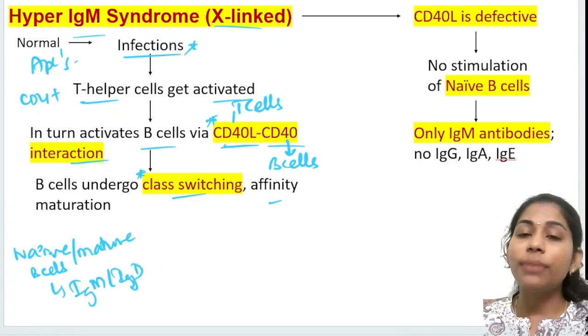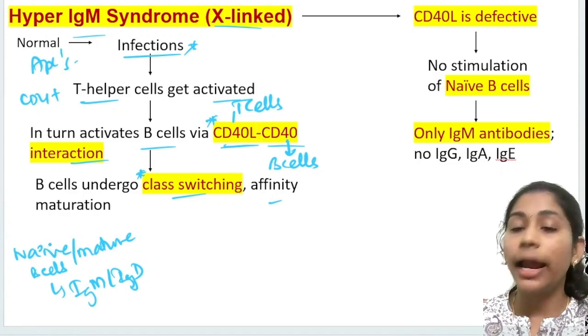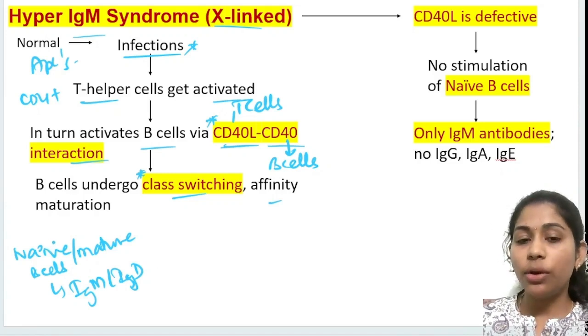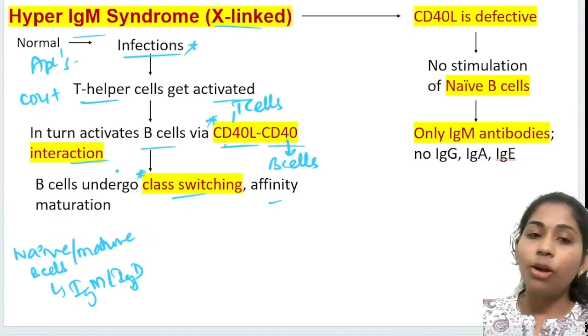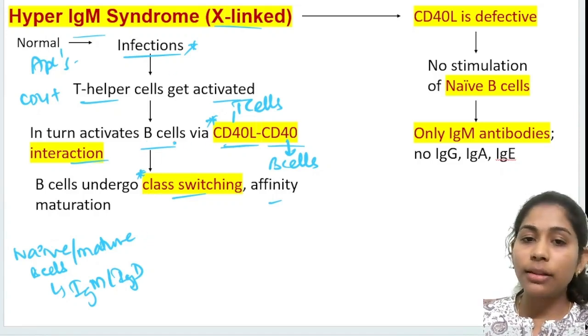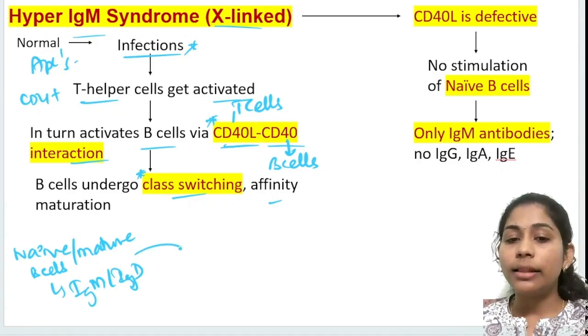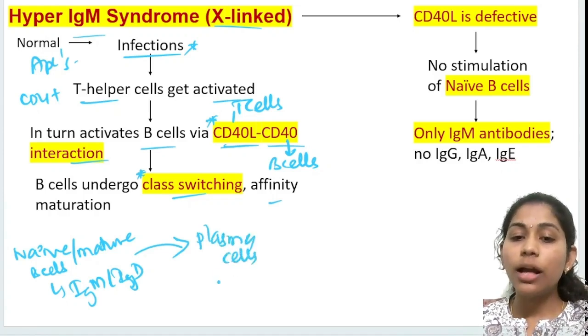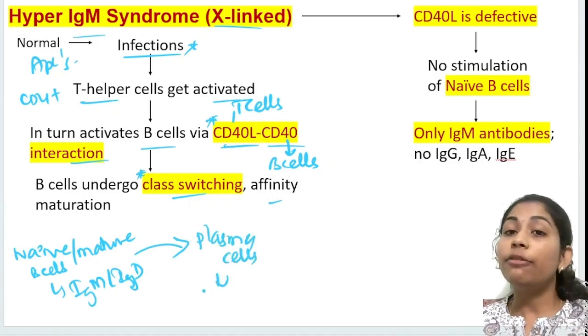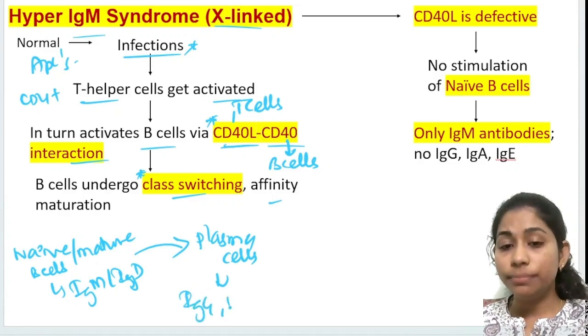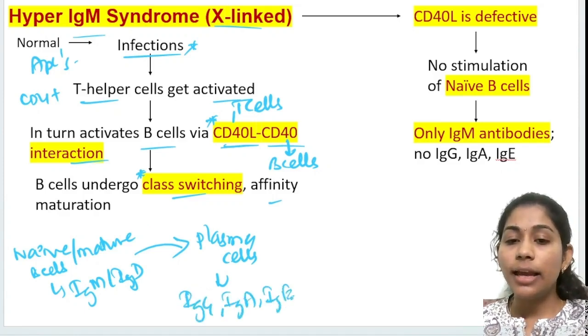What are naive B cells? Naive means they are not exposed to antigen till now, okay. When they are exposed to antigen, then all these steps will happen. The T cells will get activated, this interaction will come, and class switching means when the B cells are exposed to antigen, they will convert into plasma cells and produce antibodies, and these antibodies will be of different classes, not IgM. They will produce IgG, IgA, IgE, depending on the infection.